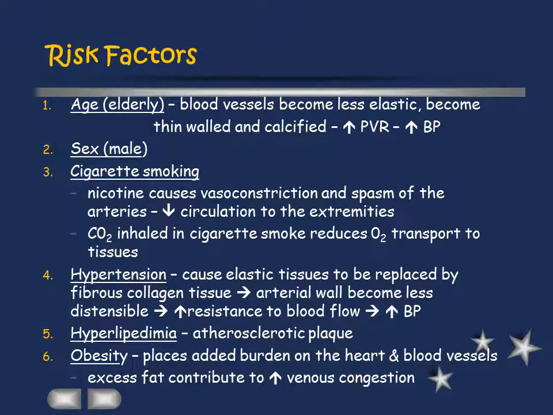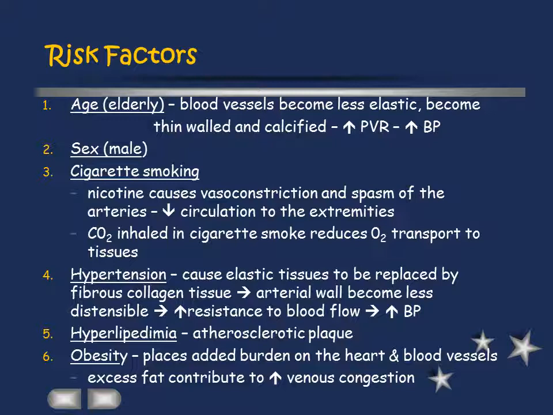Now, risk factors include age: blood vessels become less elastic, thin-walled and calcified. So, it increases the chances of peripheral vascular resistance and increased blood pressure. Then sex, that is male. Then cigarette smoking: nicotine causes vasoconstriction and spasm of the arteries, so it decreases circulation to the extremities. Then carbon monoxide inhaled in cigarette smoke reduces oxygen transport to tissues.